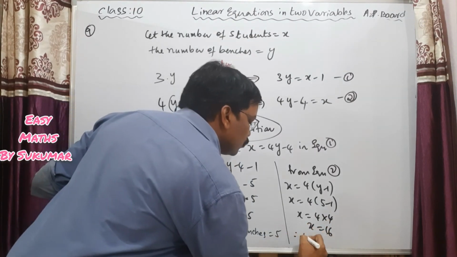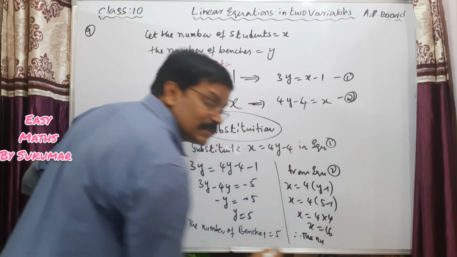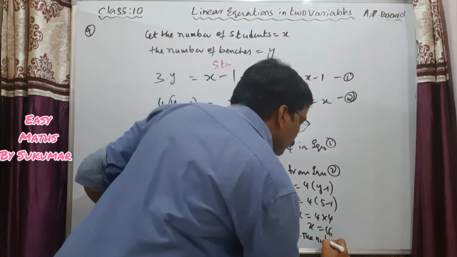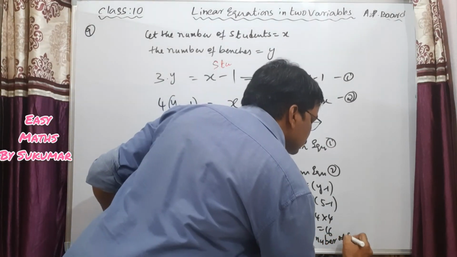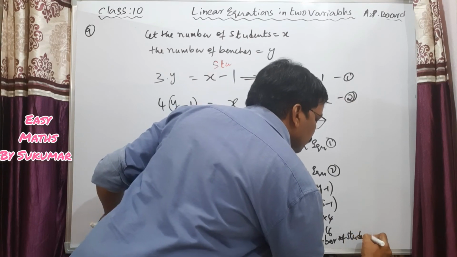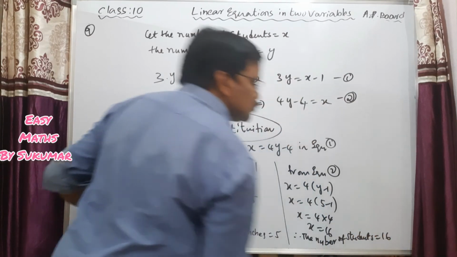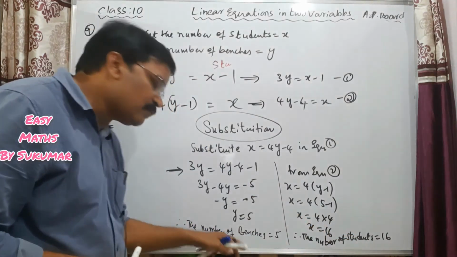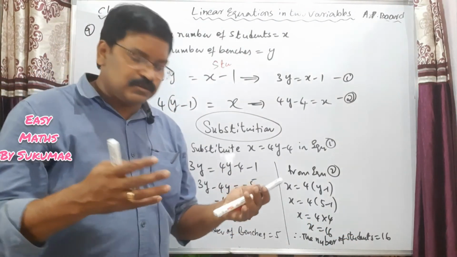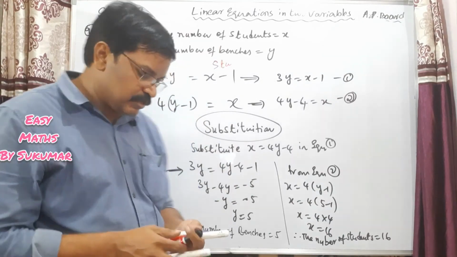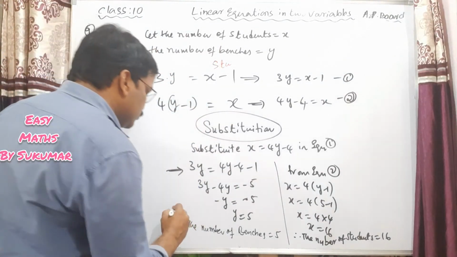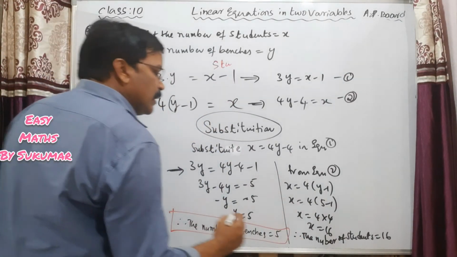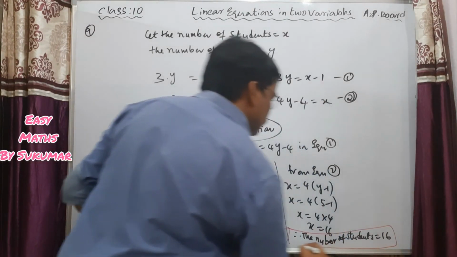Therefore, x means the number of students. Therefore the number of students is equal to 16. So 16 students are there, and 5 benches are there. So let us verify now. The number of benches is 5 and the number of students is 16.